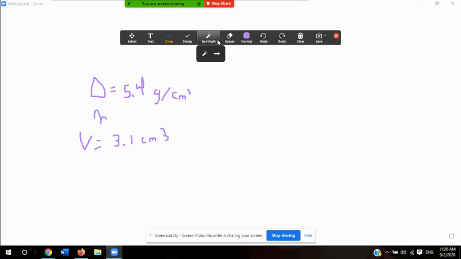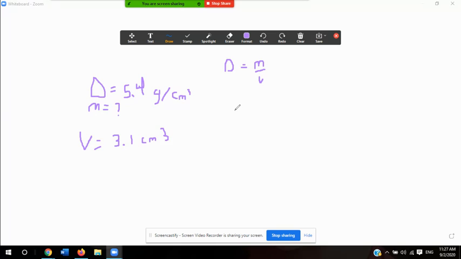Wow, let me erase that. We need to find the mass. So let's try that again. We're looking for the mass of the object. So what we're going to do now is just plug them in. Again, this is aluminum. And we know that the formula is D, density, equals mass over volume. So all we really need to do is plug them in.